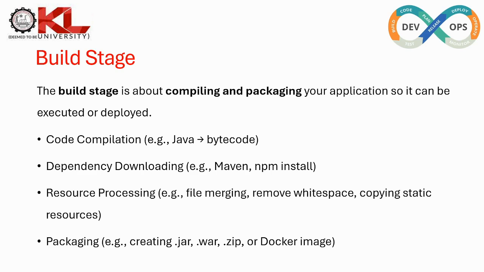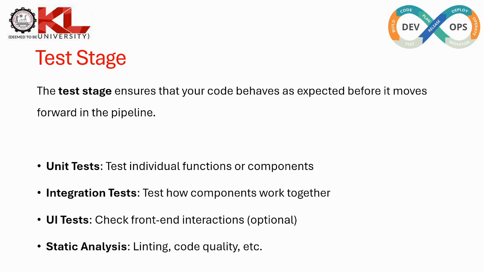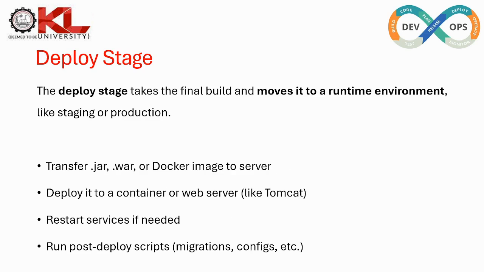Then file merging happens. Then it copies some static resources into a folder for final processing. Then packaging happens. Packaging means that after the build process, it converts the entire application into a single file called a war file or jar file. During the test stage, it checks the code quality in terms of unit tests, integration tests, UI tests and static analysis.